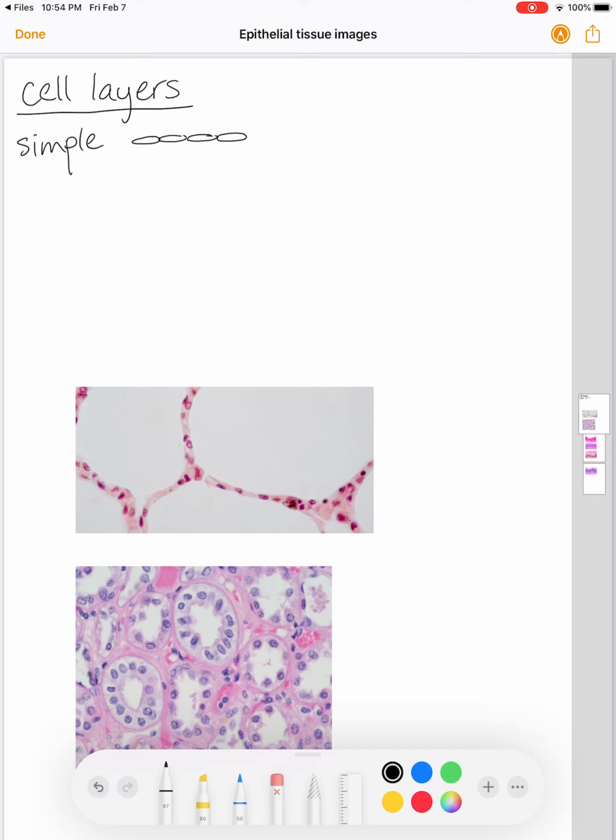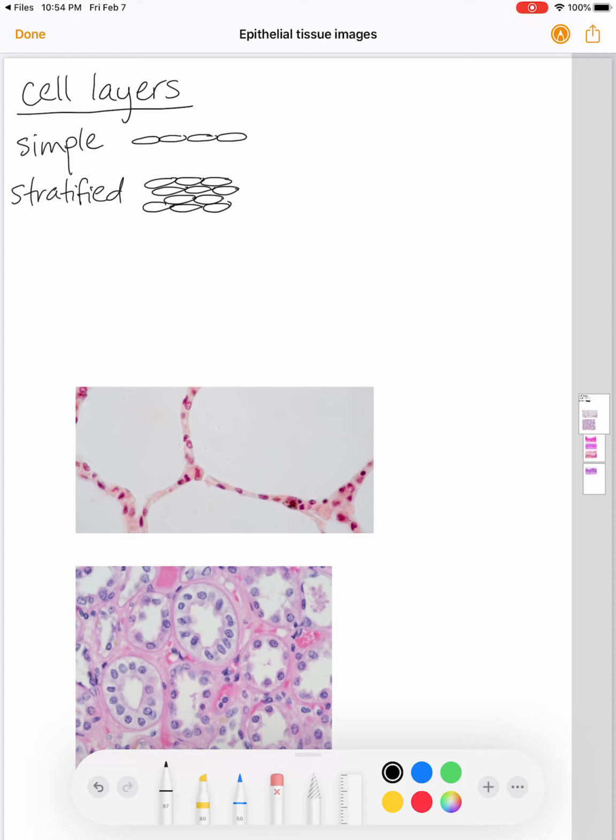Okay. Second type of cell layer you could see is called a stratified epithelium. Now, stratified epitheliums are made of multiple layers. They're stacked on top of one another. That's kind of what a stratified epithelium would look like. Right? So that's the first thing we look at when we're naming them.